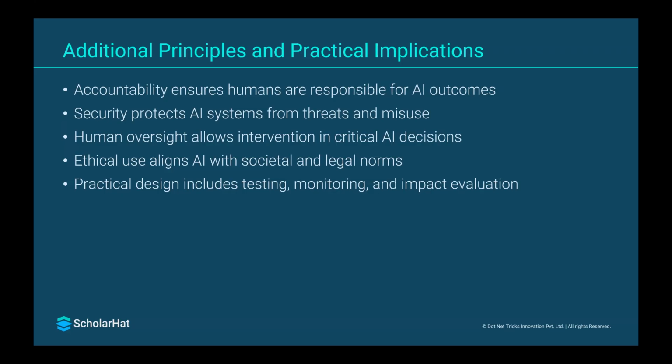Security protects. So make sure AI systems are not going to be threatened by somebody else, and that people are not going to misuse them. Human oversight allows intervention in critical AI decisions. Ethical use aligns the AI with society and legal norms.